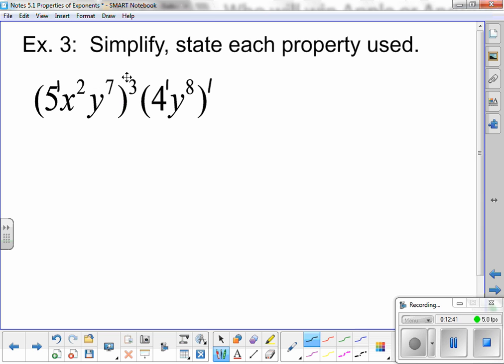So the first thing I would want to do is get rid of the parentheses. Now I can do 2 at a time here because these are both the same property I'm using. So I'm going to distribute the 3 here and the 1 here, okay? And we're going to be using the, what is that, power of a product.